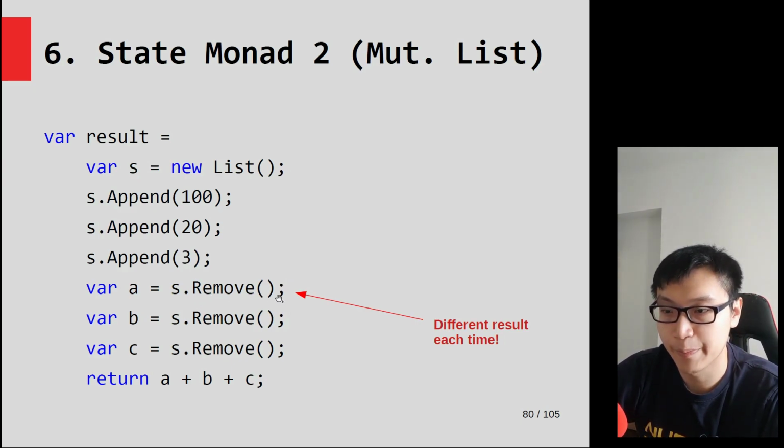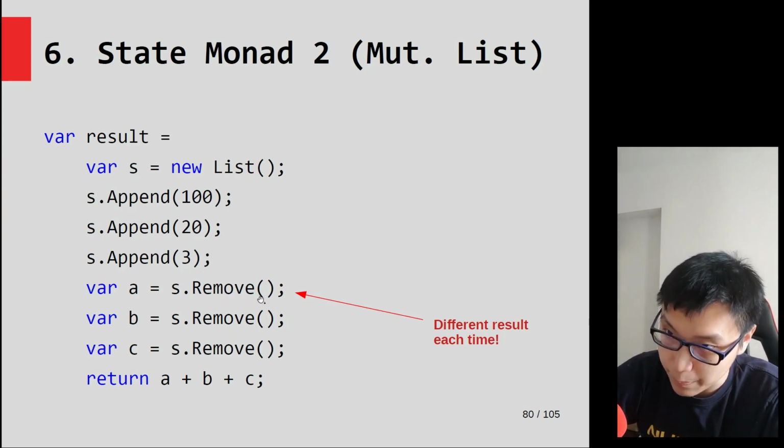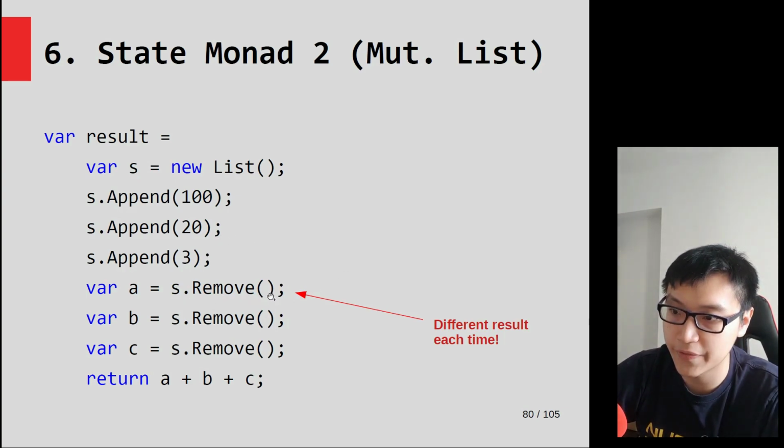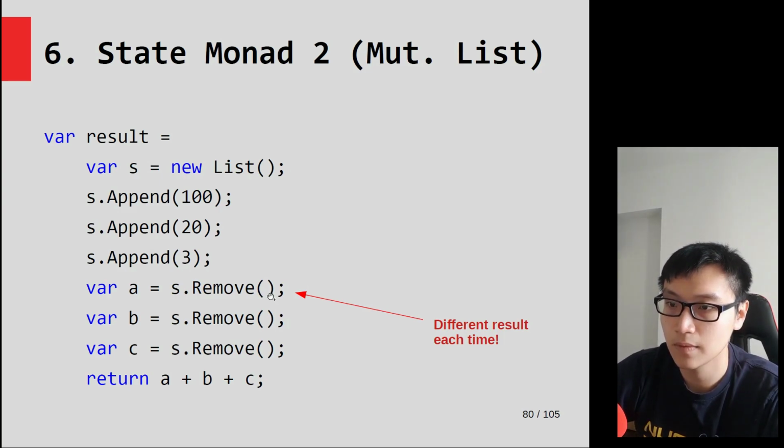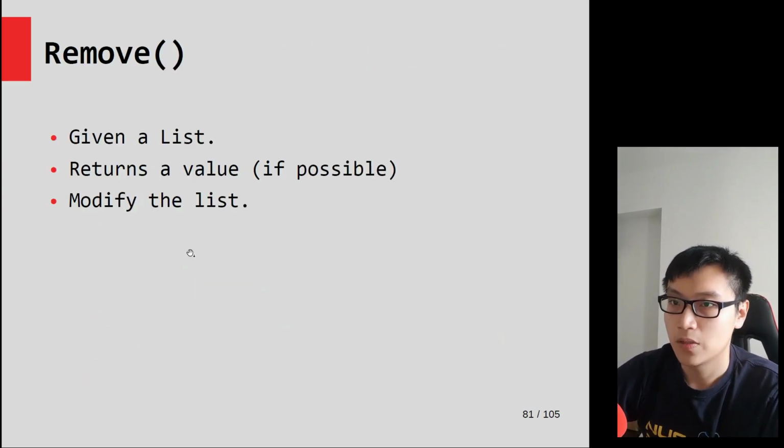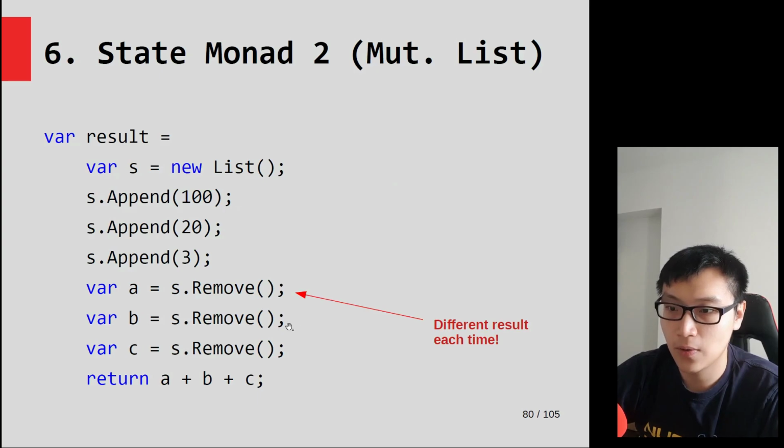Maybe the first time you remove from a list, it gives you 100. You remove again, it gives you 20. You remove again, it gives you 3. Each time you call the remove function, it gives you a different result. So this code is not as pure as we hope. So how do we modify this code?